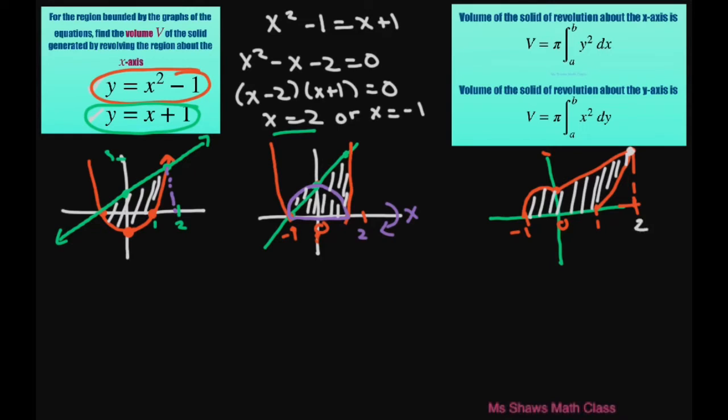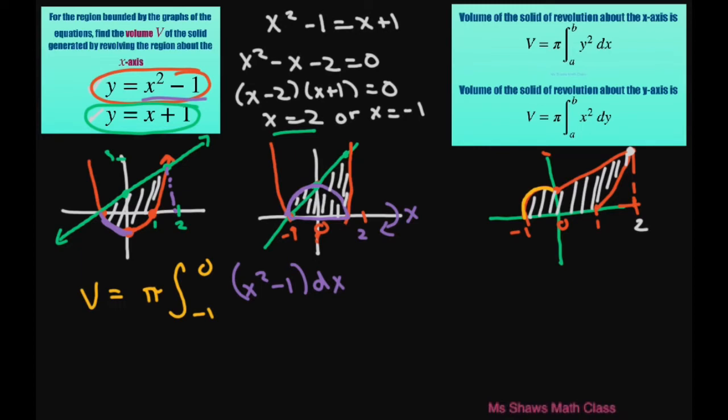So when I set up my integral, I'm going to write our volume as pi times the integral from negative 1 to 0. Now the upper bound for this one is this green, this purple here, which is actually this piece in here, right? So you look at your upper bound, and that is your x squared minus 1 dx.